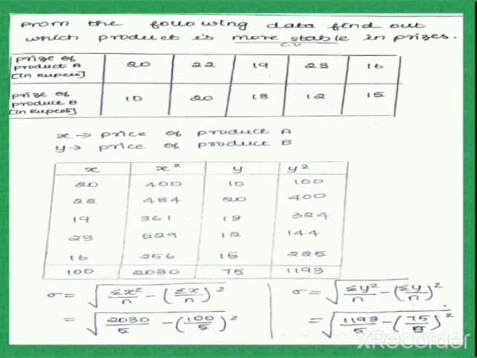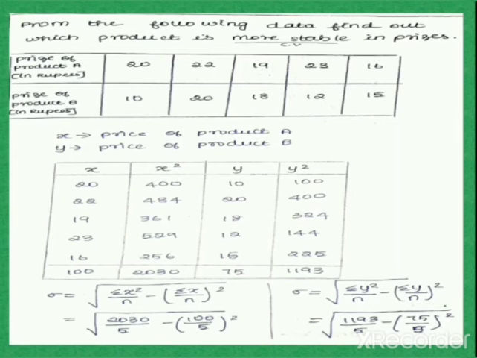Our next example is: from the following data, find out which product is more stable in prices. So in this problem, they mention that out of the two products, A and B, we have to find which is more stable in prices. So we have to find the coefficient of variation, because they mention the product which is more stable, and then conclude which product is more stable.